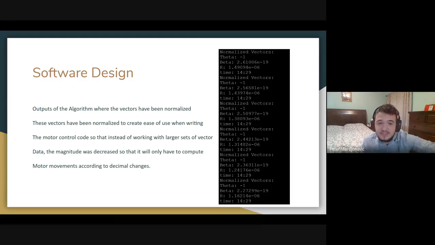And as you can see here, I just screenshotted an output of our code because we wanted to normalize the vectors that we were getting from our algorithm. We wanted to make the data more compressed and have our motors able to compute based off of the changes in the outputs. So you can see here, we decreased the magnitude with normalization, and we were able to obtain values from -1 to 1, and you can see the actual position changes as the algorithm is running in a loop.